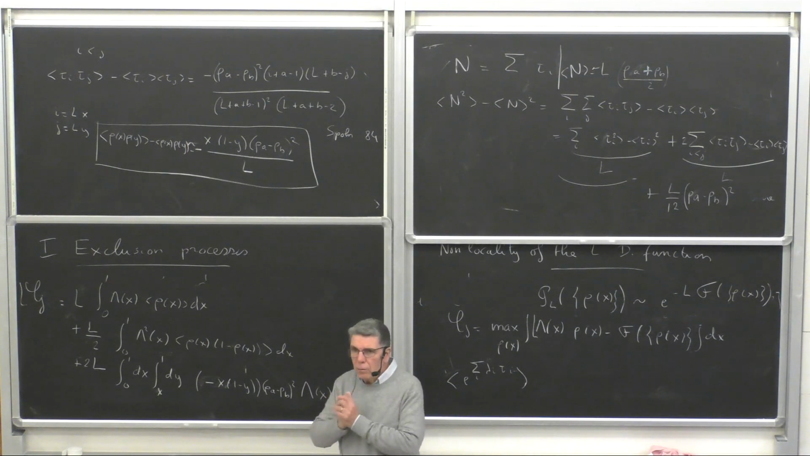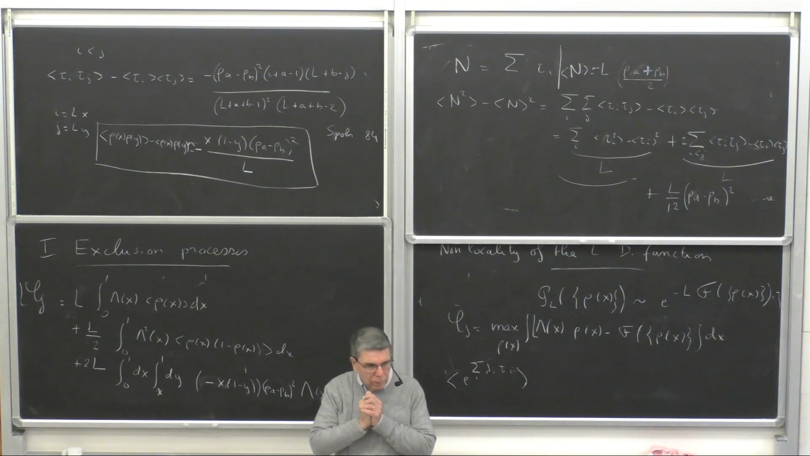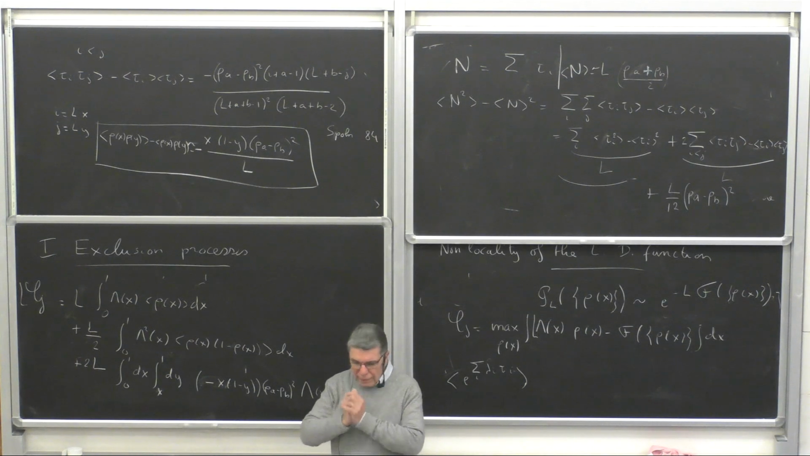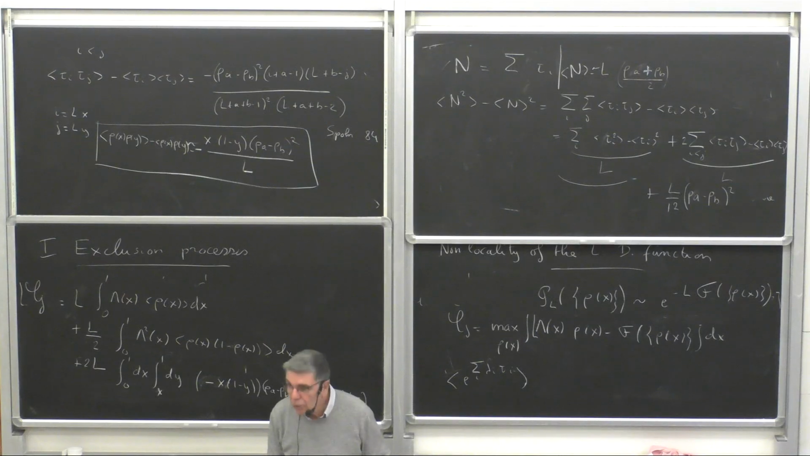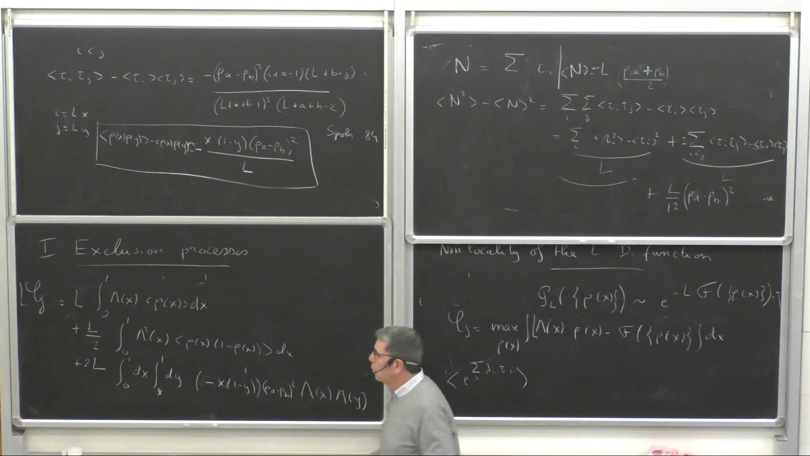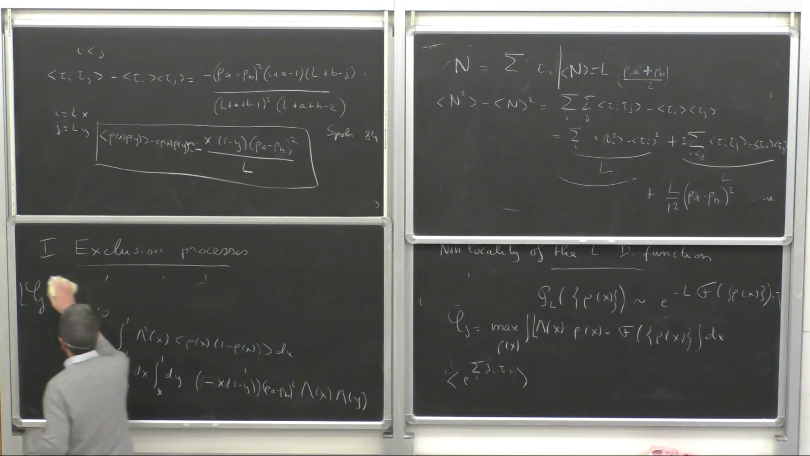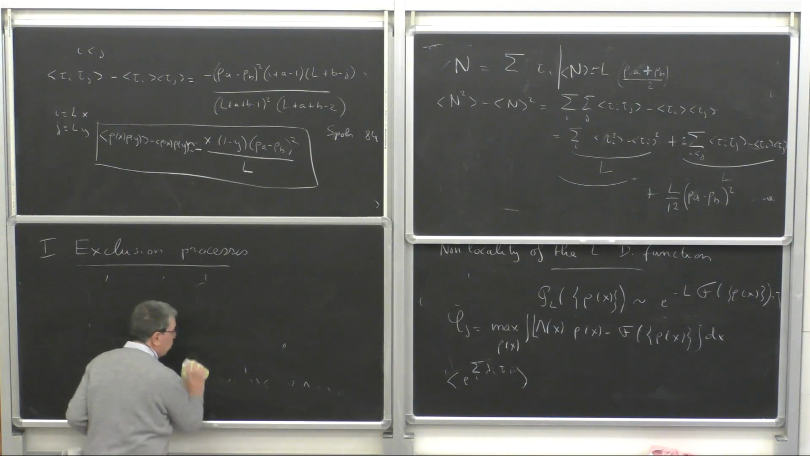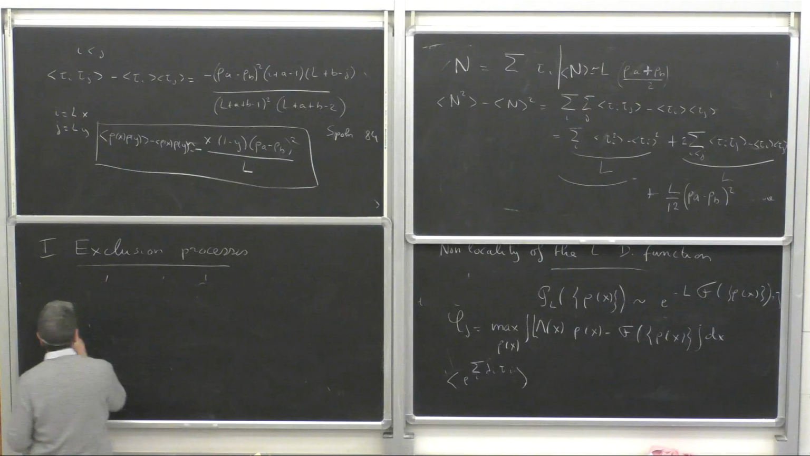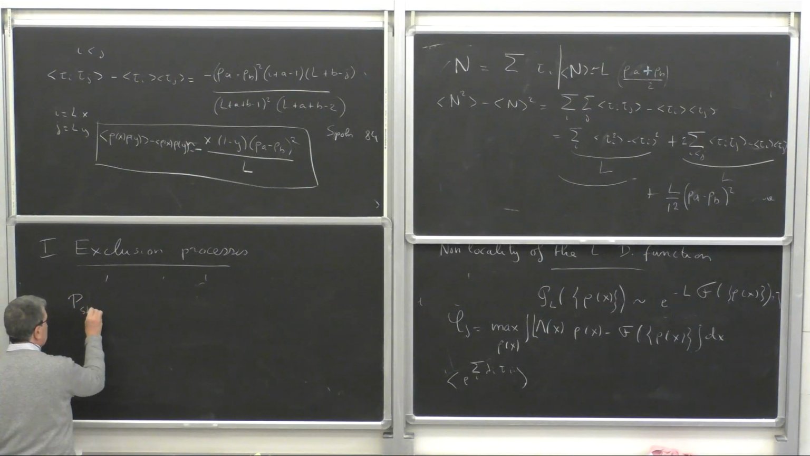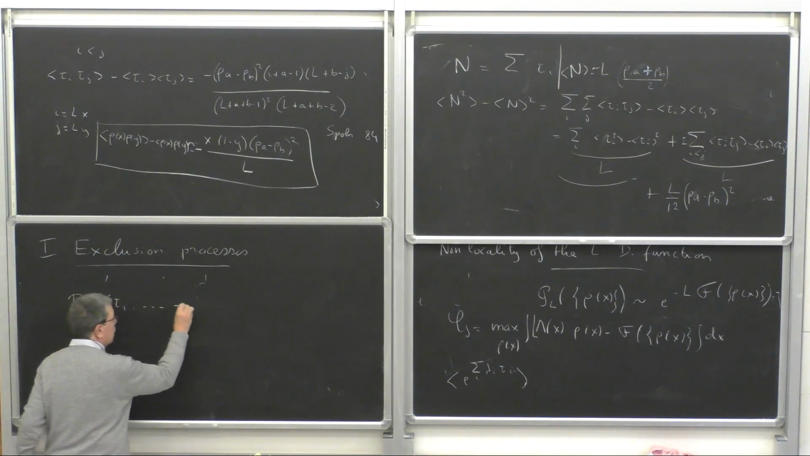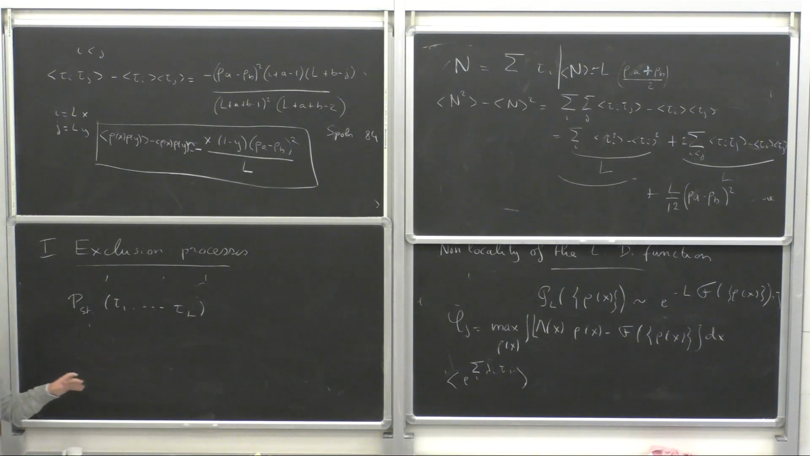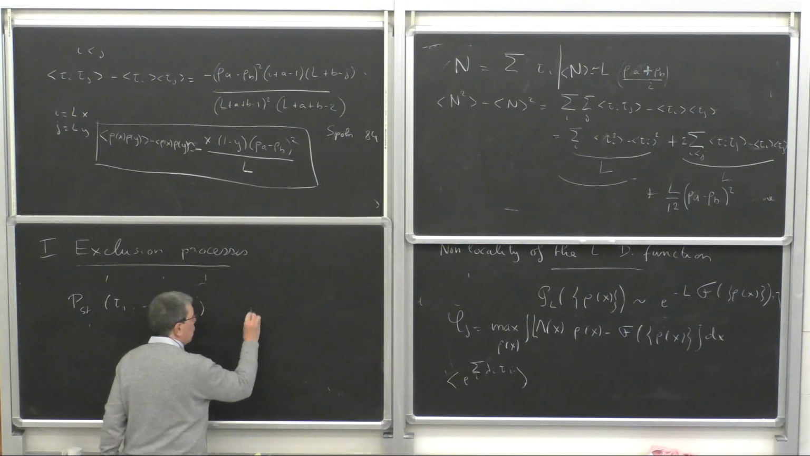Okay, so now, before the break, for the last three minutes, I just want to say that for all these models I talked about today, all these exclusion processes, it turns out that one can get an explicit expression for P of tau 1 to tau L, the stationary distribution. One has an explicit expression in terms of a product of matrices, which I am going to explain.